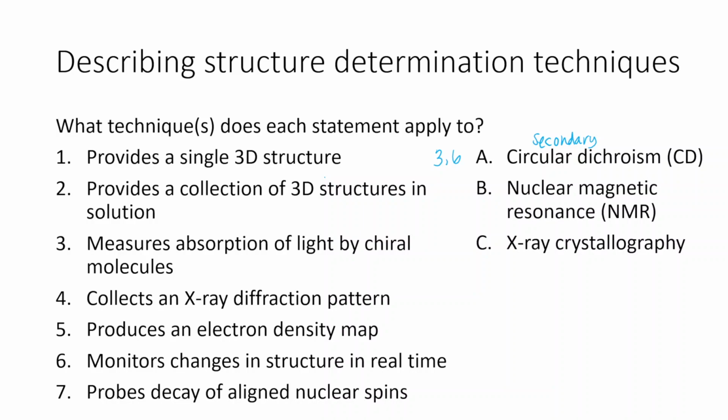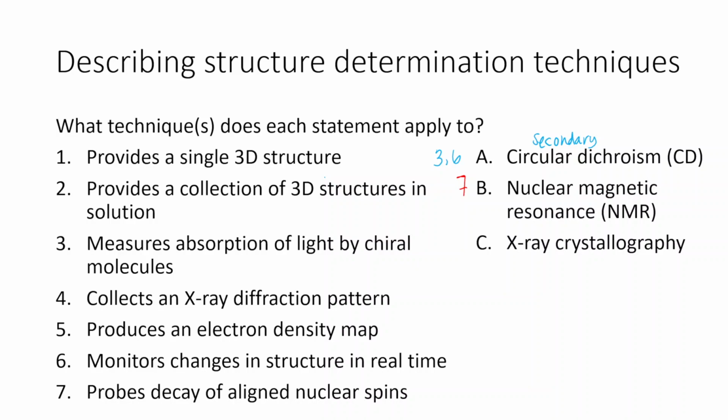Okay, so let's talk about nuclear magnetic resonance, or NMR. Can somebody tell me a statement that applies to NMR? Yeah, 7. Yep. Nuclear magnetic resonance, that's sort of how it's defined. We're probing the decay of aligned nuclear spins. We apply this magnetic field, all of the spins align, and then as they decay over time, we see differences in decay that, after doing a lot of math, we can turn into a spectrum that can tell us a lot about the structure of a molecule.